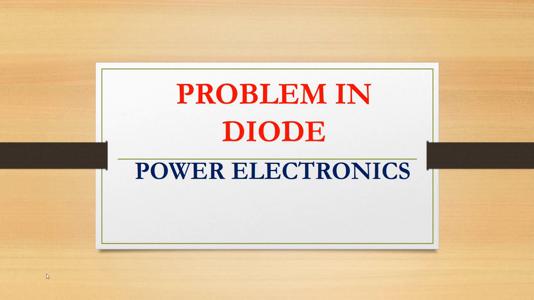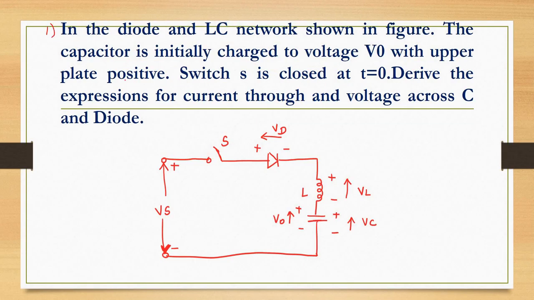Hi all, in this video I am going to explain one problem in diode that is coming under the subject power electronics. Problem number 1. In the diode and LC network shown in figure, the capacitor is initially charged to voltage V0 with upper plate positive. Switch S is closed at t is equal to 0. Derive the expressions for current through and voltage across C, that is capacitor and diode.